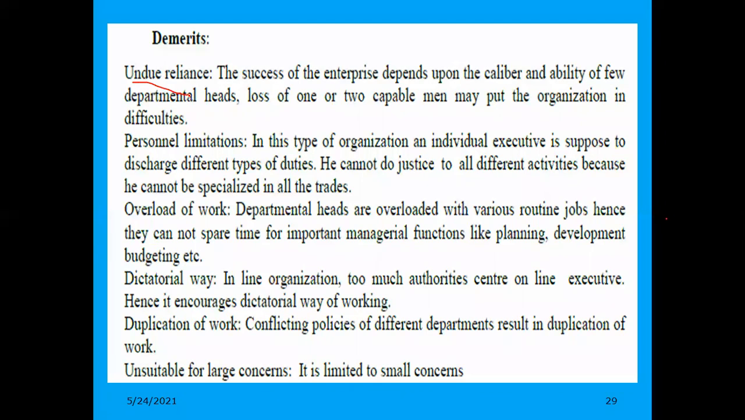సో మనకి లైన్ ఆర్గనైజేషన్ ఉంటుంది కాబట్టి ప్రతి పర్సన్కి మనం అథారిటీ ఇచ్చేస్తాం కాబట్టి, గుడ్డిగా ఇచ్చేస్తాం కాబట్టి, సో ద బాక్స్ ఆర్ ద పర్సన్ విల్ గెట్ మ్యానిపులేటెడ్ whenever you are not doing any things. Next one, personal limitations. In this type of organization, the individual executive is supposed to discharge different types of duties, and he cannot do justice to all different activities because he cannot be specialized in all of them.